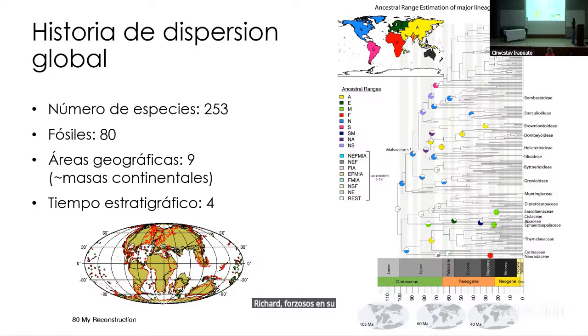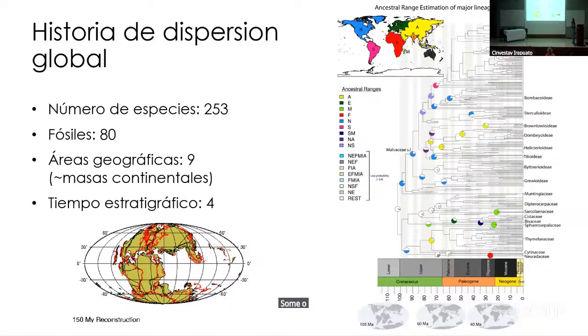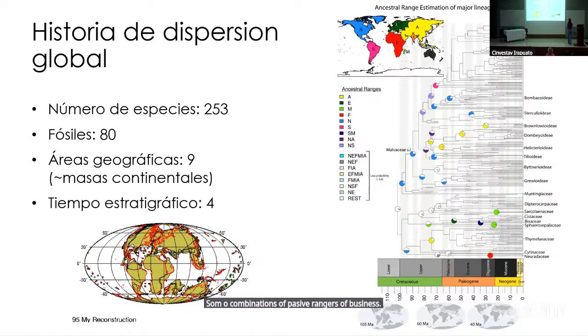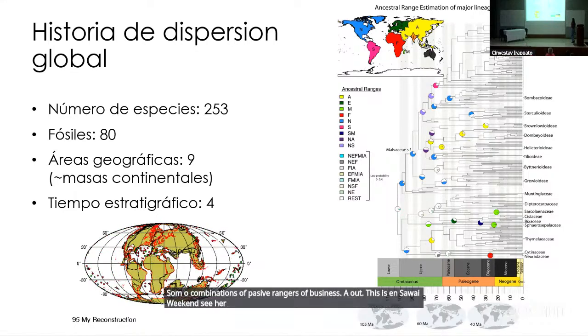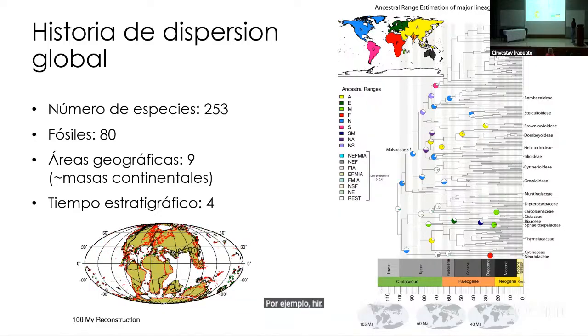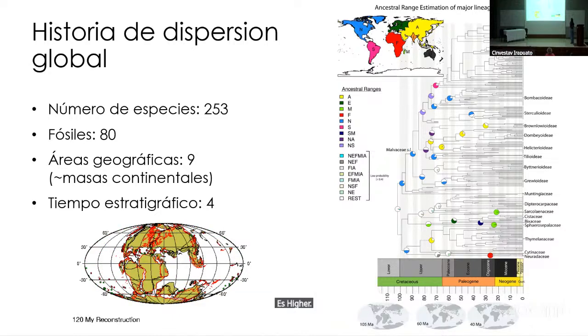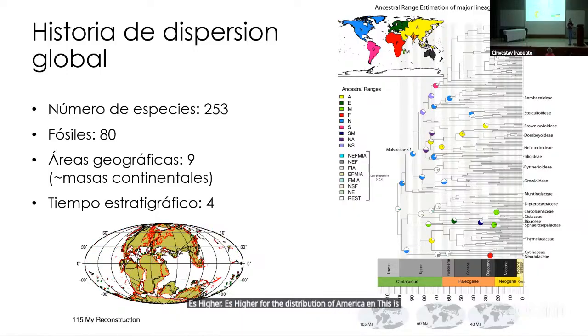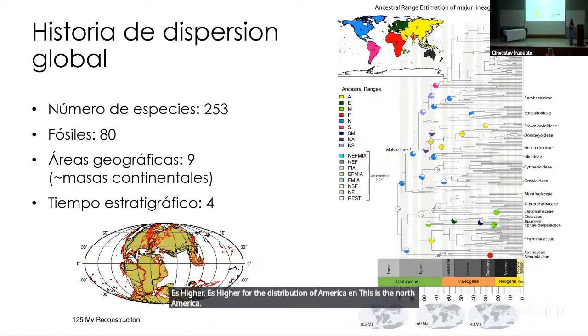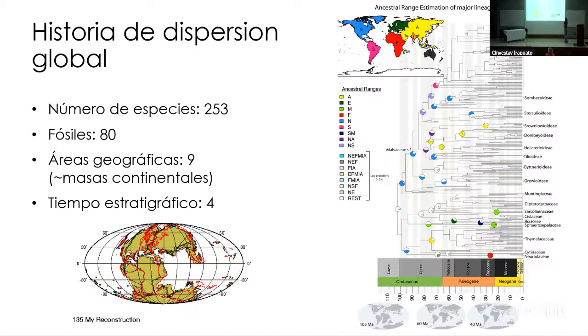Here you can see these areas mapped in the global map, and some combinations of possible ranges of these species. What we can see here is interesting because, for example, here we have the family Malvaceae, and the probability for the ancestor of the family is higher for the distribution of North America. This is quite interesting because most of the species of Malvaceae don't live in North America anymore. I'm not going to get into details, but I did a test without fossil record, and the biogeographical history is not similar.